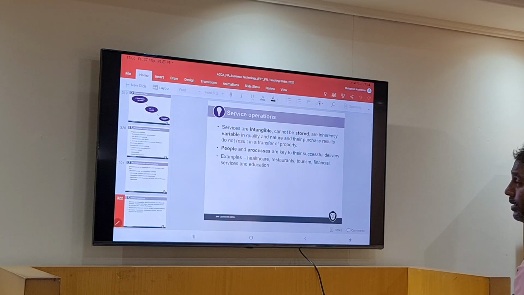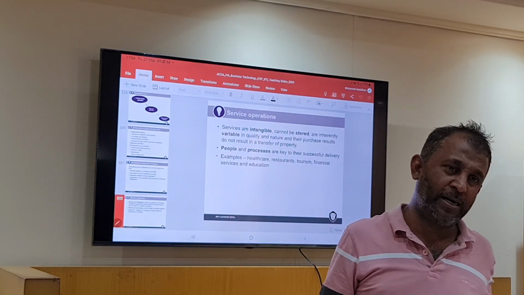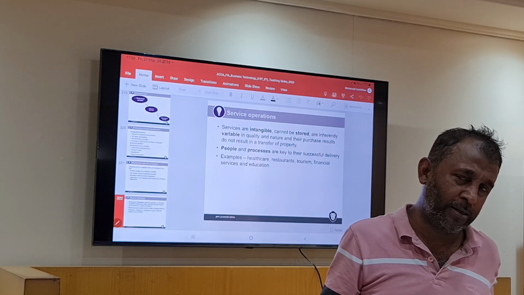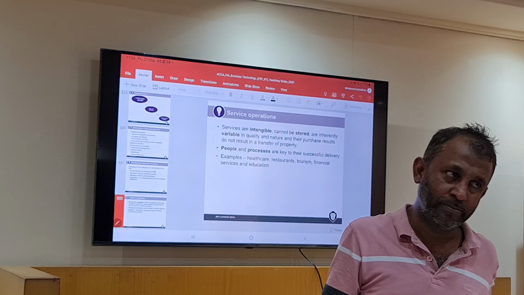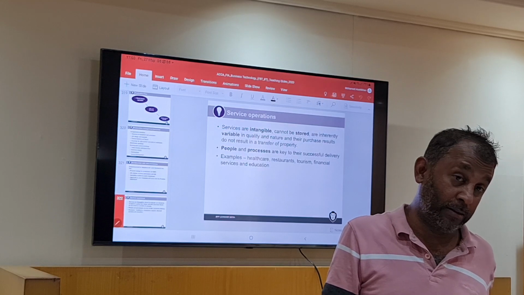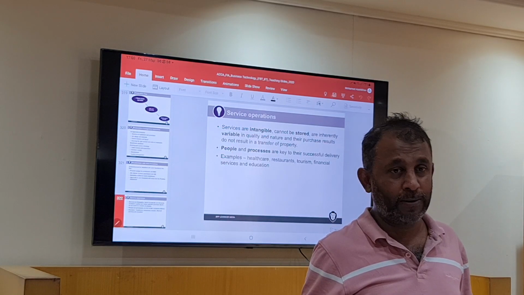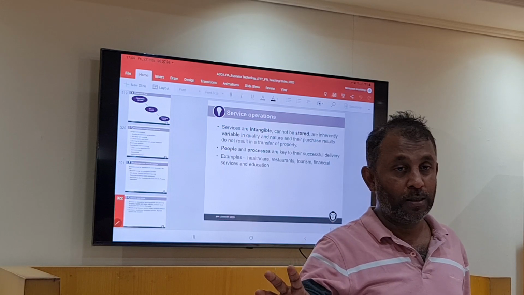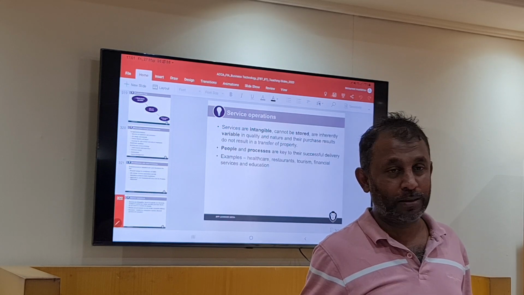Service operations. Services are intangible, cannot be stored, and inherently variable. We call it unique. Three of us go to a salon and we tell the guy that we need an identical haircut. What are the chances of us getting an identical haircut? Same haircut, can we get? We are never able to get this, isn't it? So that is unique. And also services generally cannot be stored. You are very busy. You have to go to office. So in the morning you go to the salon and give your head, let him cut the hair and keep it, and in the evening you come and collect it. Possible? Not possible. Not with any service.